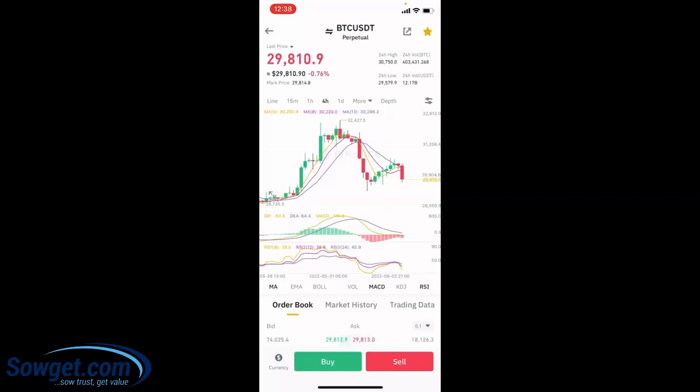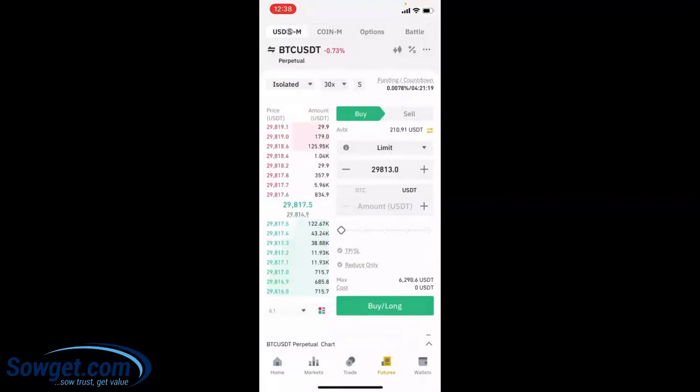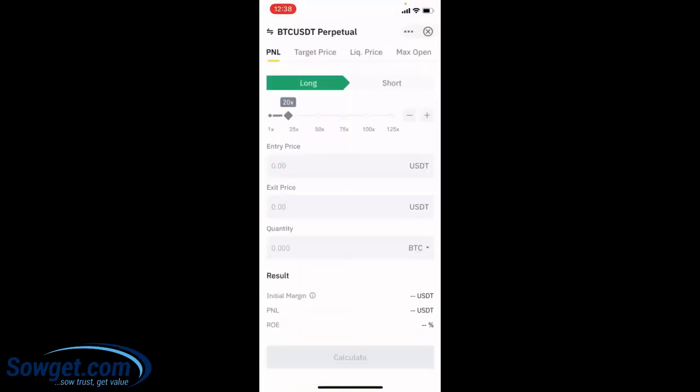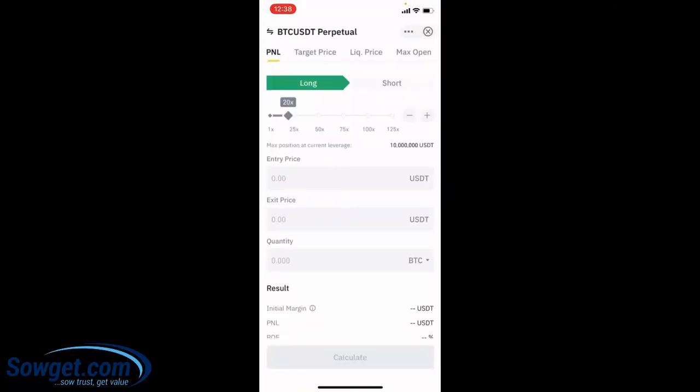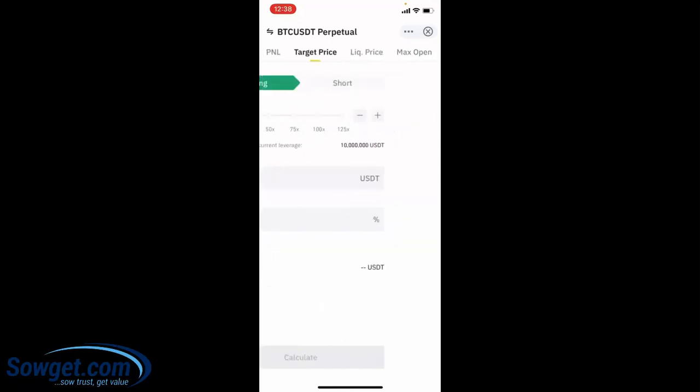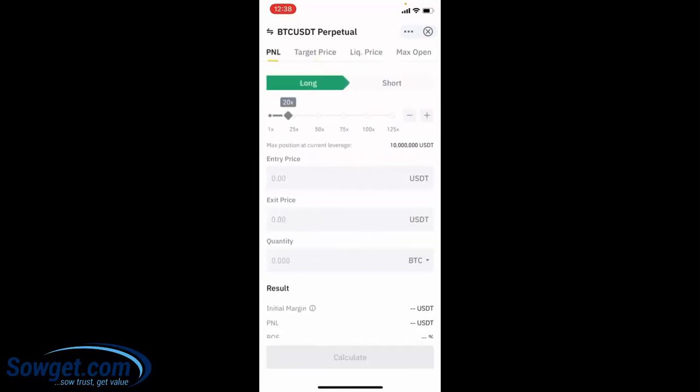Now, if you go back, the next thing you need to know is your calculator. Now, beside the candlesticks at the top right side of your screen, you tap the plus sign, and then you can see where you can calculate your profit and loss, your target price, your liquidation price, max open, open price, and others. Now, I'll show you how to use this calculator after I show you how to take trades. So I'll show you that before the end of this video.